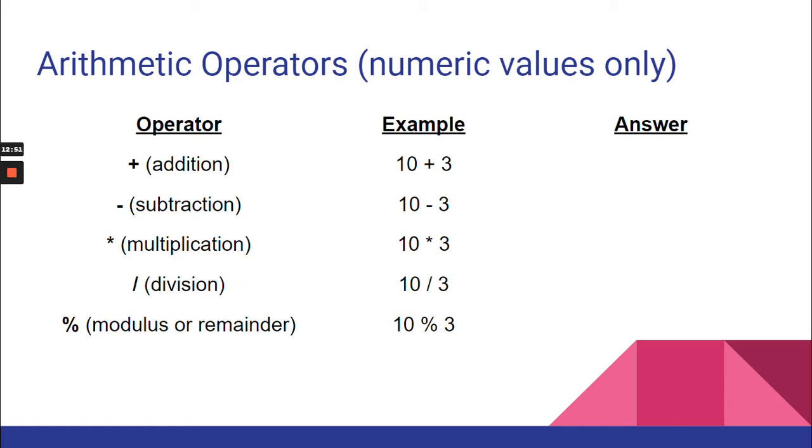100 mod 1 is 0, because 1 can evenly go in there 100 times. Does that make sense? We'll be using all of these operators. You'll be needing to understand them just a little bit. Any questions about any of these operators so far?